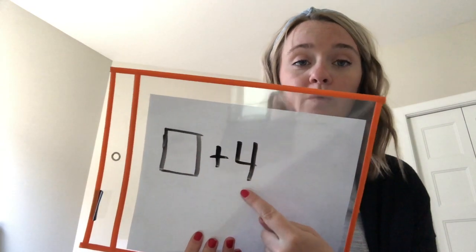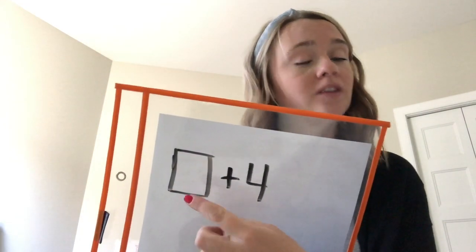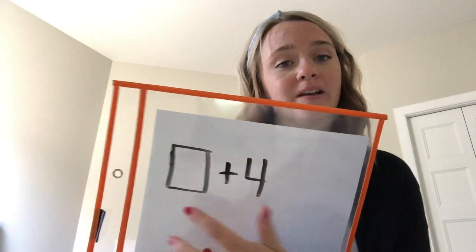So let's try another word problem like that. So if we say there's some kids on the bus, I'm going to draw a box because I don't know how many kids are on the bus. There's just some kids on the bus. 4 more kids end up on the bus. So 4 more come on the bus. We still don't know how many started on the bus, but we know 4 more joined. And now there's 7 on the bus altogether.